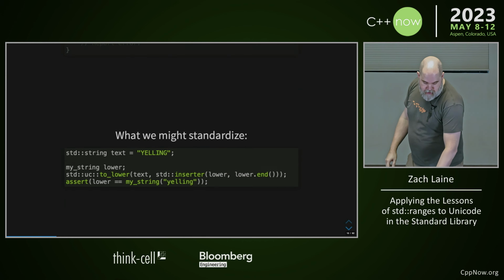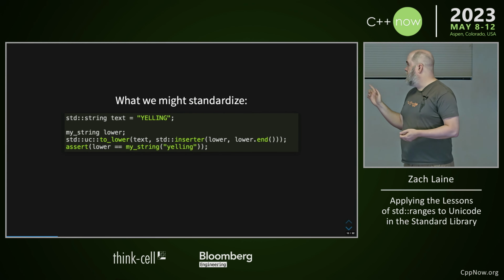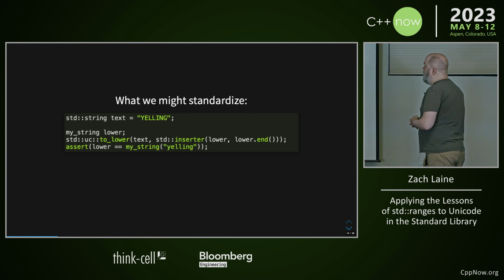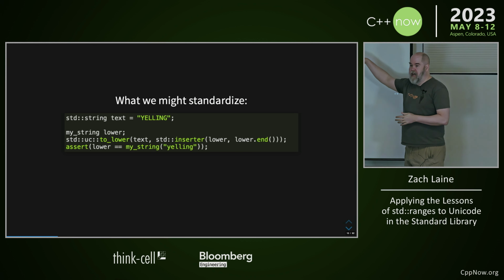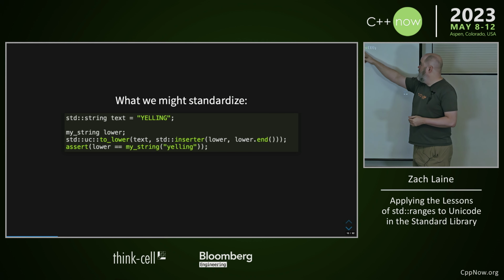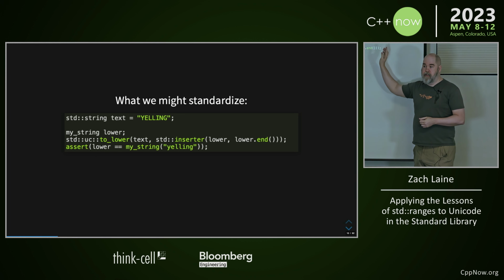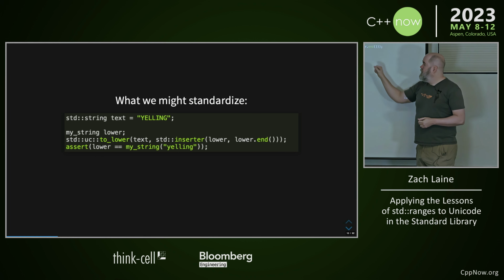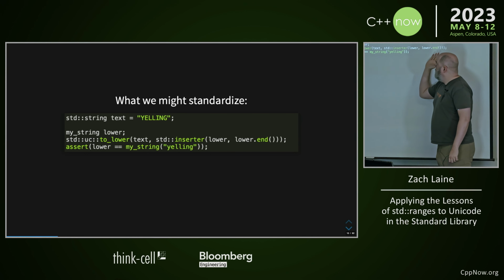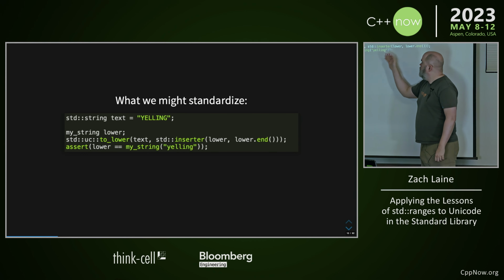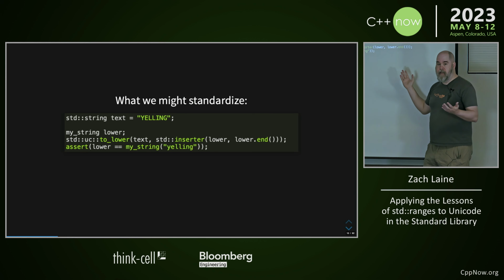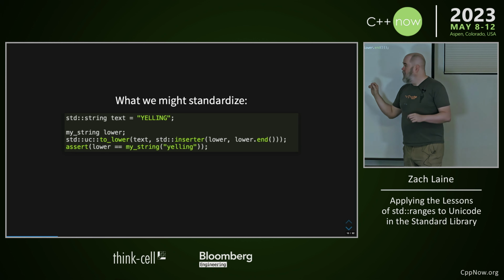So this is what I would like to standardize instead. We have some string here, and we have this other type, myString. I don't know anything about it in terms of standard library operations. I just know that it has begin, end, and insert operations. It's string-like enough to work, okay? So with this, I can call toLower, and I've got a plain, standard-algorithm-looking thing, right? This is the ranges version of things. I give it a range and an output iterator and I'm done, okay? Easy peasy.